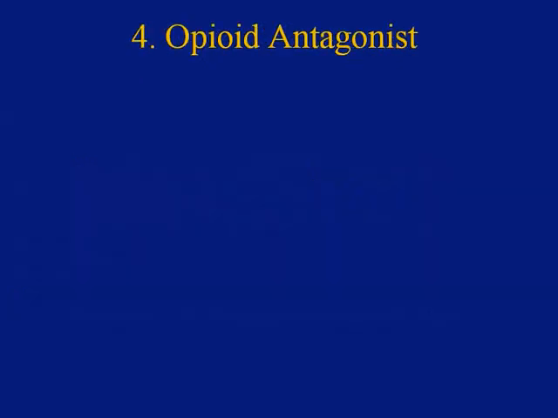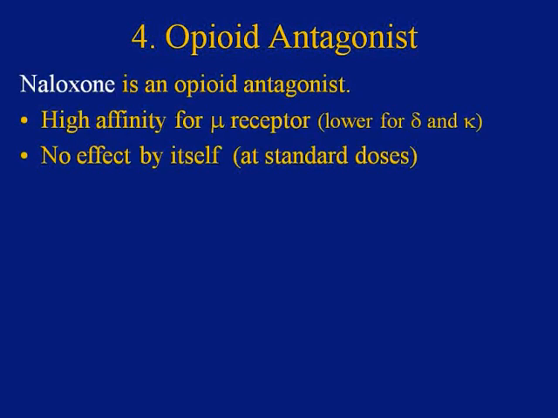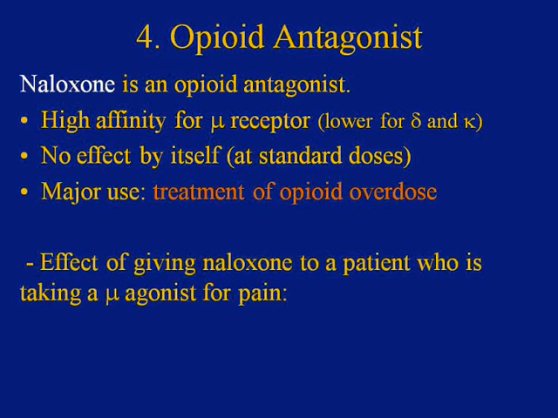Now move on to the fourth category, which is the antagonist drugs. And the first example is naloxone. Naloxone has a high affinity for the mu receptor and lower affinities for the delta and kappa receptors. Naloxone being an antagonist with no agonist activity, it has no effect by itself at standard doses. So its major use is to block the opiate receptors, such as during overdose of opiate drugs. So this would block the receptors and prevent the excessive effects of opiate drugs in overdose.